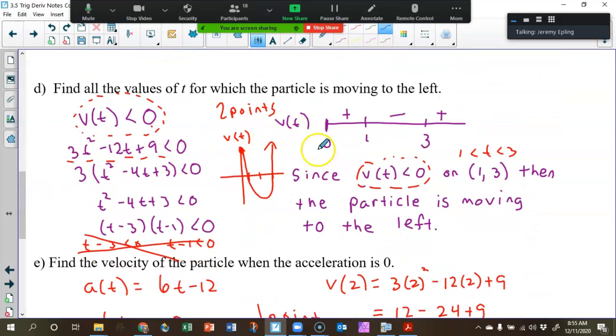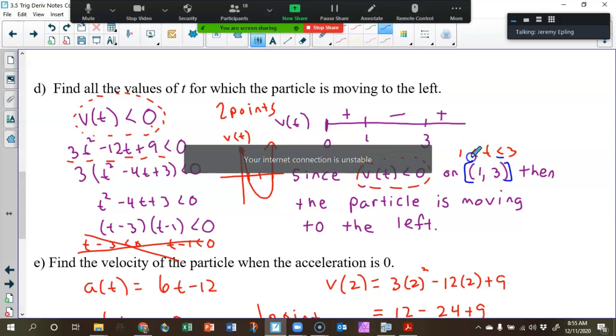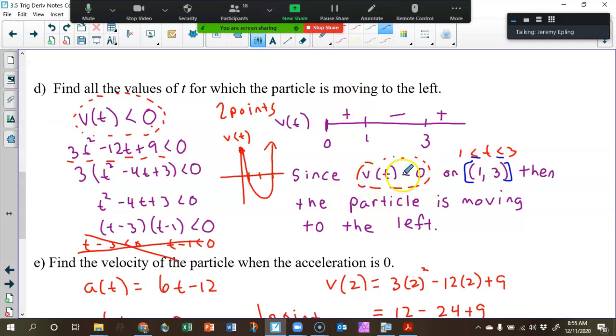Okay, so we had a question in part D, and that question, I think, was if the inequality has to be a strict inequality. And that answer is yes. If you used brackets or you used equal to, the answer part is incorrect. Now, you might get the justification part, but the answer is incorrect. And the reason for that is when t is equal to 1, velocity is equal to 0. When t is equal to 3, velocity is equal to 0.